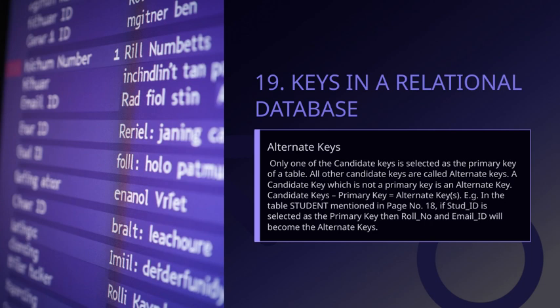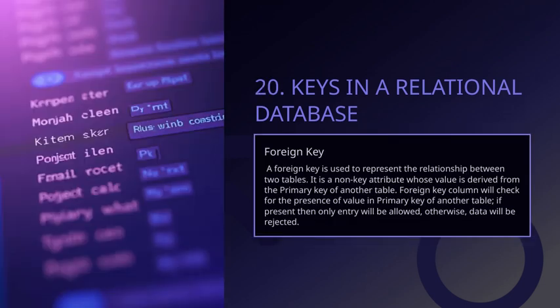This distinction helps us understand the different ways data can be uniquely identified within a table, and it's important for maintaining data integrity and flexibility in our database design. Now, let's talk about the concept of a foreign key in a relational database. A foreign key is used to establish a relationship between 2 tables. Essentially, it's an attribute in one table that refers to the primary key of another table. Think of it as a link that connects related data across different tables.